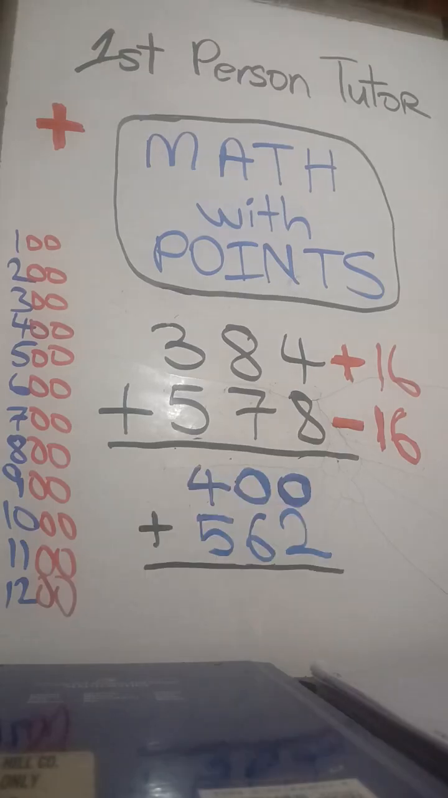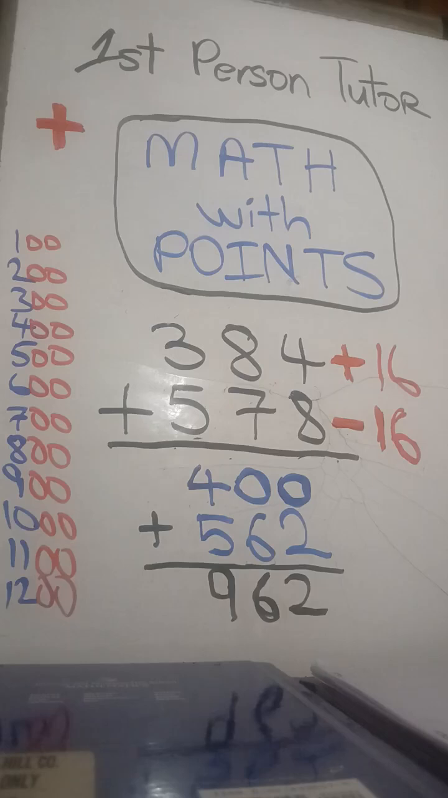Okay, let's have a look and see. So now we have 0 plus 2, 0 plus 6, 4 plus 5. Finally, resulting in 962. And I can guarantee that if you drop this in any calculator, 384 plus 578 will always give you 962. So that's one way of attacking this problem.